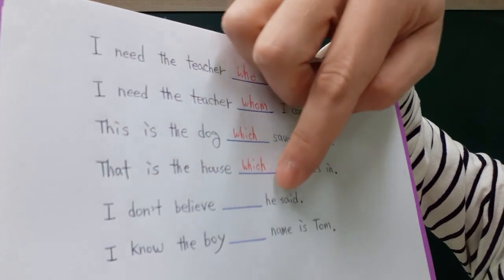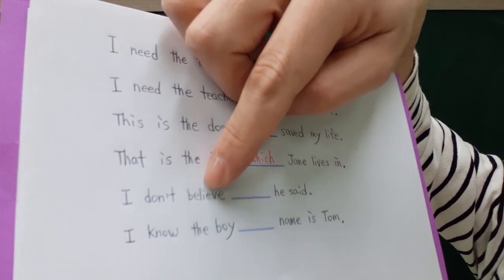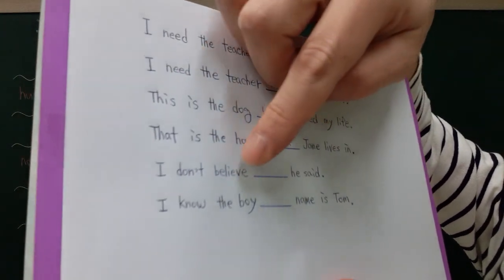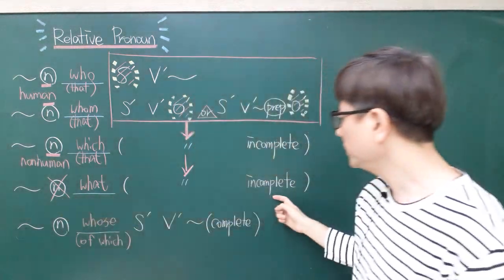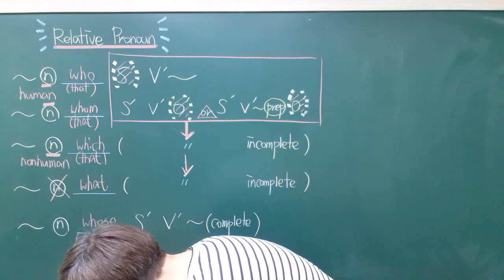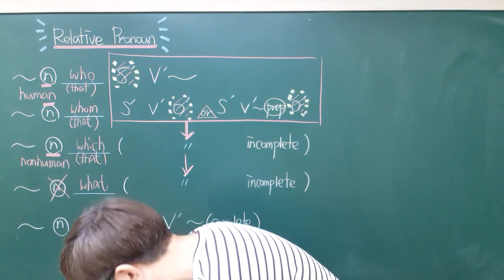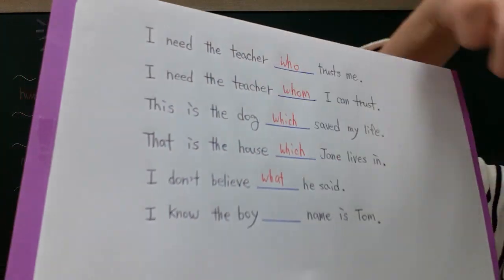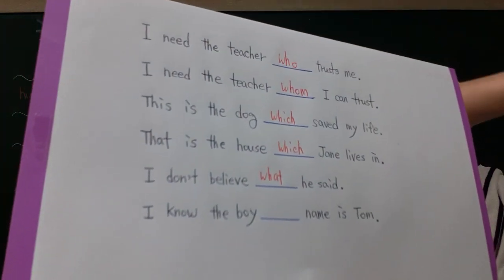I don't believe blank, he said. There's no noun in front of just relative pronoun and incomplete sentence. There's no noun, incomplete sentence. Then correct answer is what? Like this, I don't believe what he said is correct sentence.